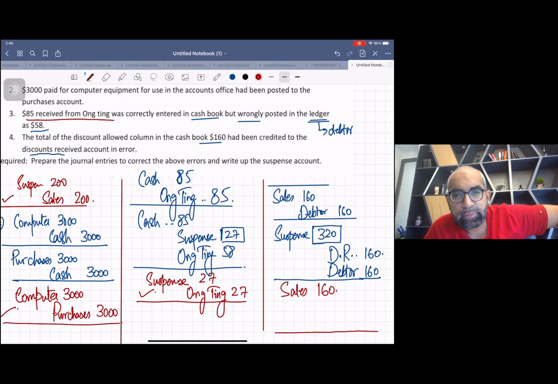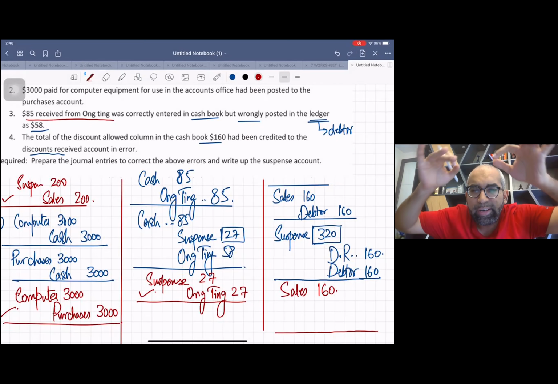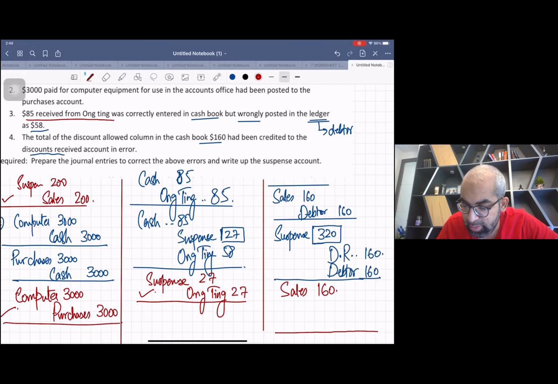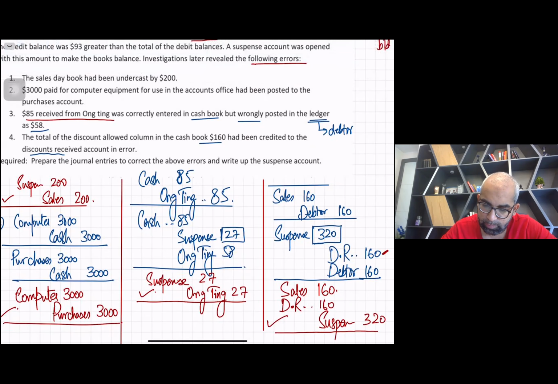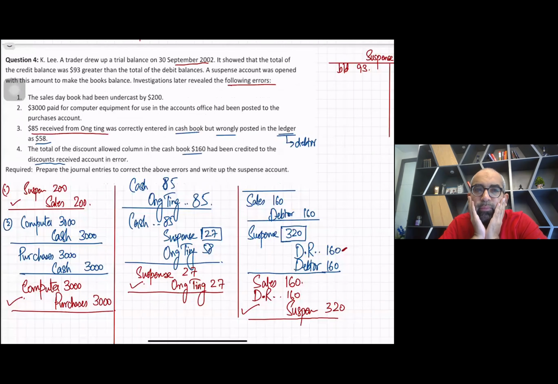Second thing, we should not have done anything to discount received. But we did credit discount received one time mistakenly. So this is our mistake, and let's correct it. Now debit discount received by 160. And finally, it's our objective to close the suspense account, so let's credit the suspense. Okay, this is all done. Please check it out.